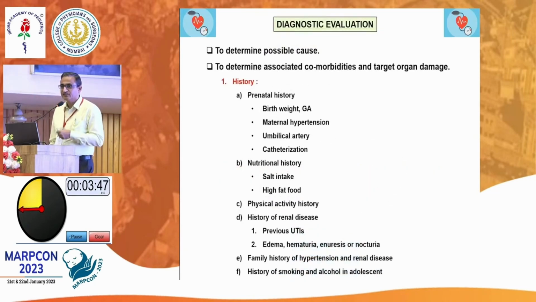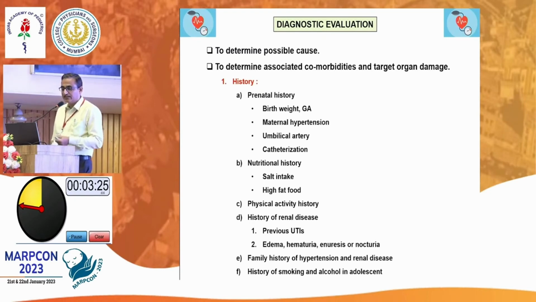Now, once the diagnosis is confirmed, then what is the next? Next is a diagnostic evaluation. Diagnostic evaluation is essential to determine the possible cause as well as to determine the associated comorbidities and target organ damage. History, physical examination, lab investigations, and imaging study play an important role in the diagnostic evaluation.